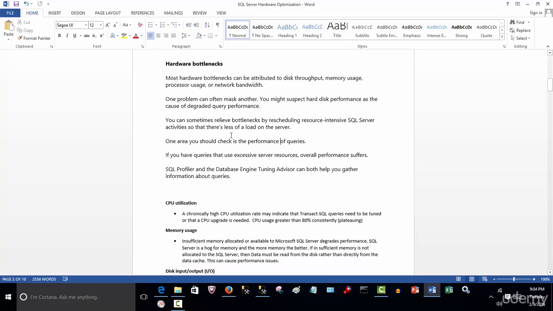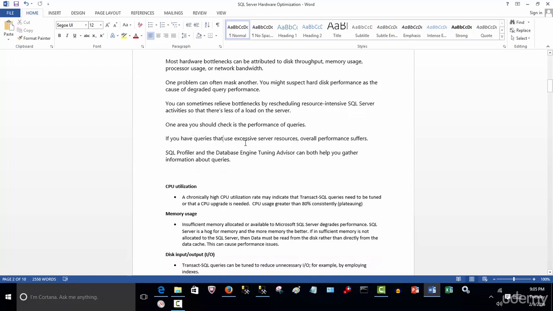You can also relieve bottlenecks by rescheduling resource-intense SQL activities so there's less load on the server. So it may not necessarily be the tuning of the queries, or it may not be the hardware itself. It just could be you're putting a lot of stress on the server at one time. So you're doing backups and you're doing indexing at the same time, and that would cause a tremendous amount of resource consumption. So basically you want to reschedule the indexing and backup procedures at a different time. So take a note of that.